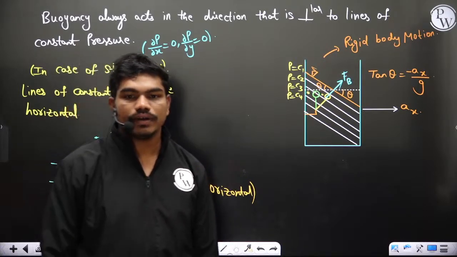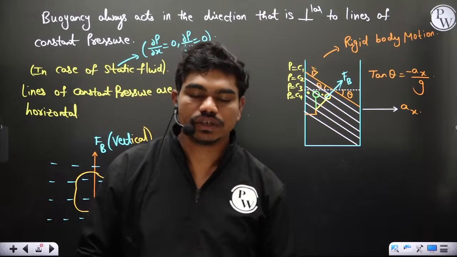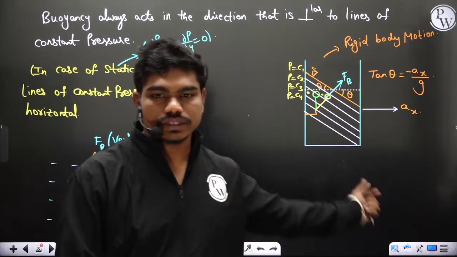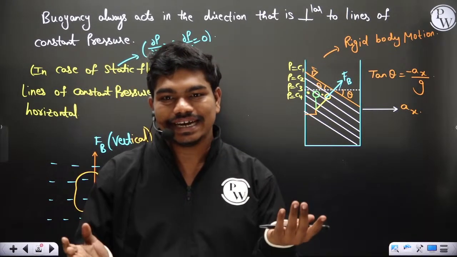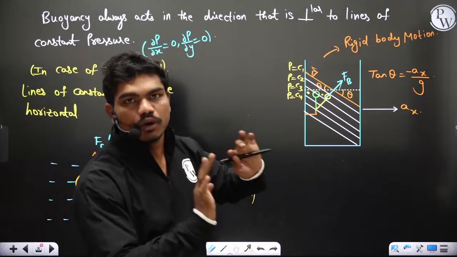Okay, so whenever someone asks you what is the direction of buoyancy, never say it's always upwards. Basically it's always perpendicular to the lines of constant pressure because of this. Because whenever lines of constant pressure are inclined, definitely the side with higher pressure will try to push the body in the other direction.